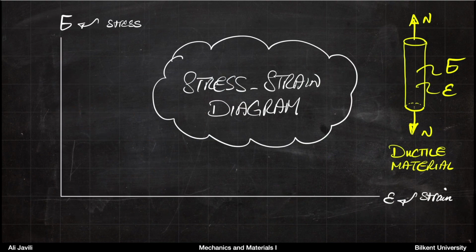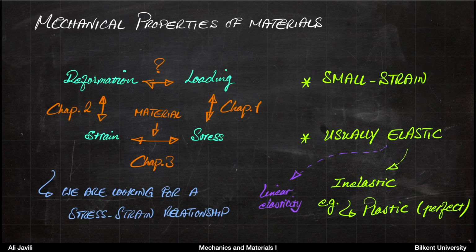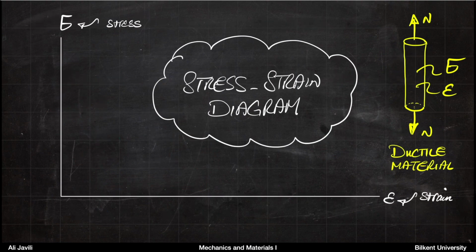Okay, so what we want to do now is to define a stress-strain relationship. And then again, if you remember, we had this big picture of mechanics in the previous slide. So this is what we want to do. So for this stress-strain relationship, we are going to begin with a diagram and then explain what different regions in this diagram mean.